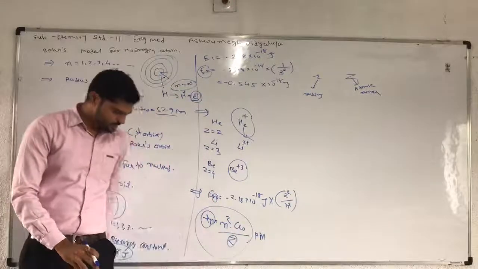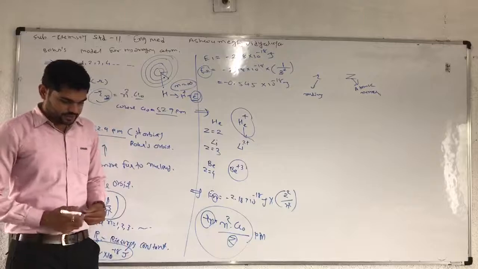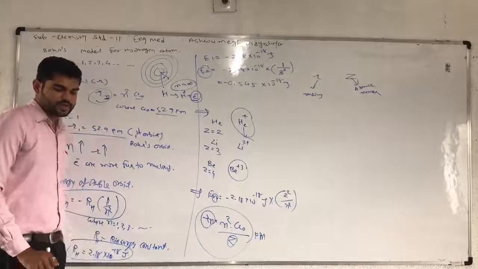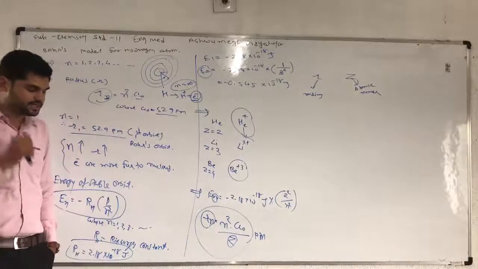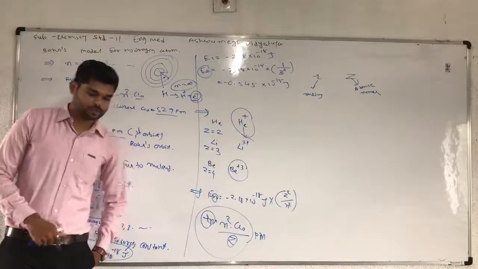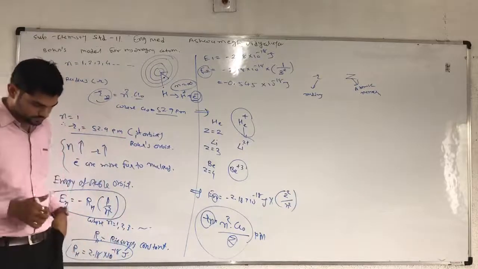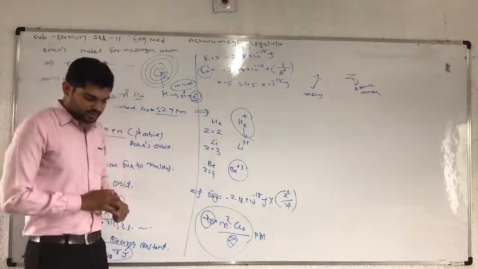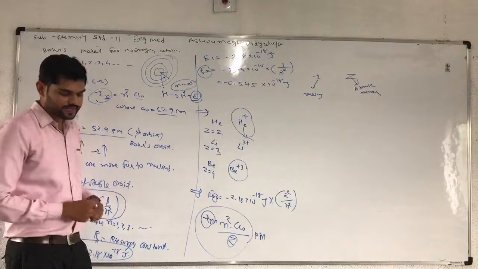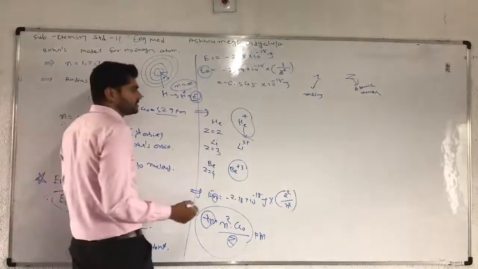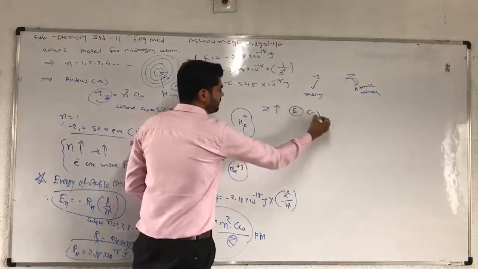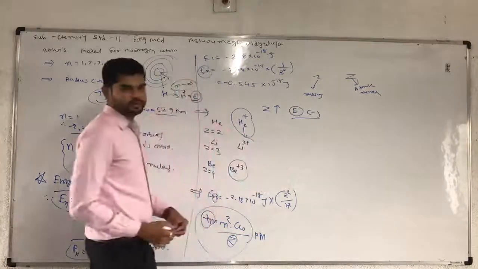There is a reciprocal relation with radius as the value of Z increases. When the value of Z increases, the energy becomes more negative. So remember this concept. When Z is increased, then the value of E becomes negative.